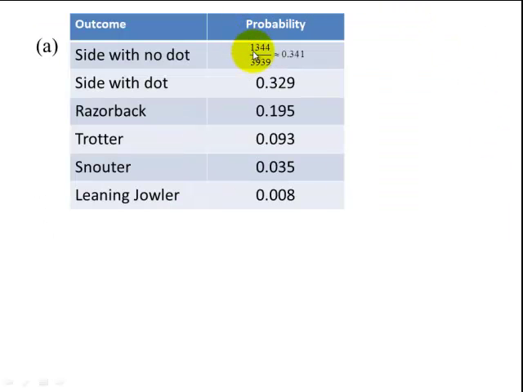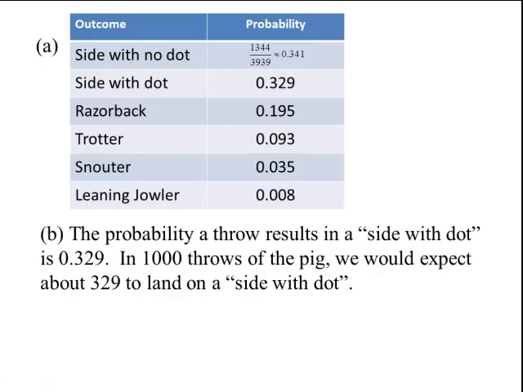So we take the frequency and we divide it by the total number of observations, and we get 0.341, and we do that for each of the outcomes. Part B, the probability of a thrown result in a side with a dot is 0.329. So what that means, if we were to throw this 1,000 times, we would expect about 329 to land on a side with a dot.